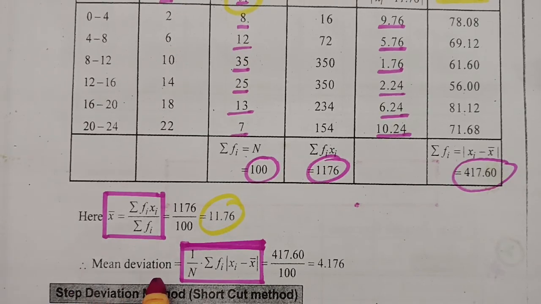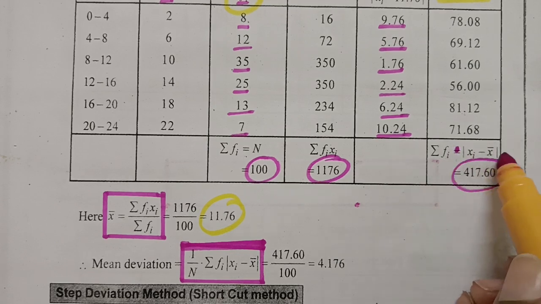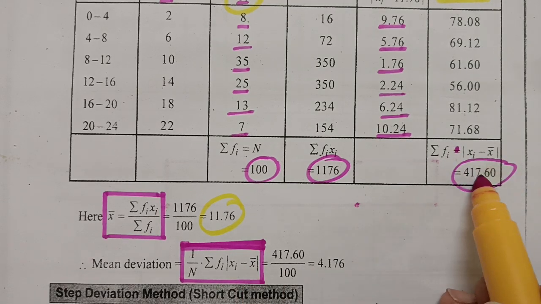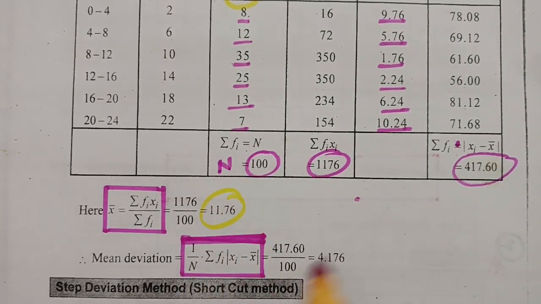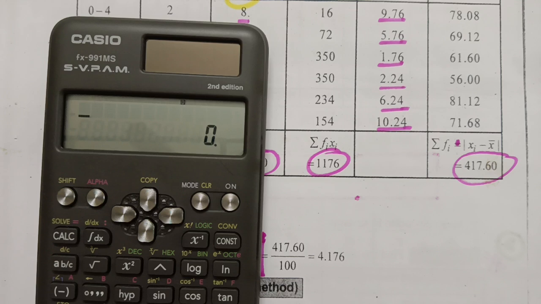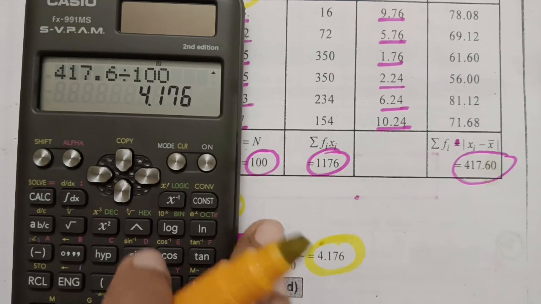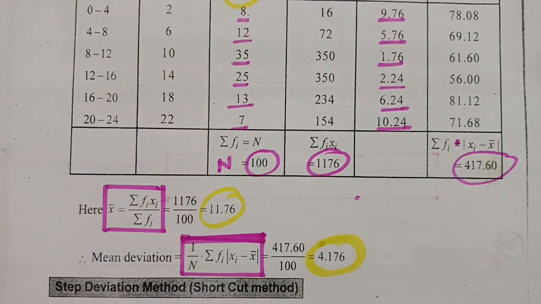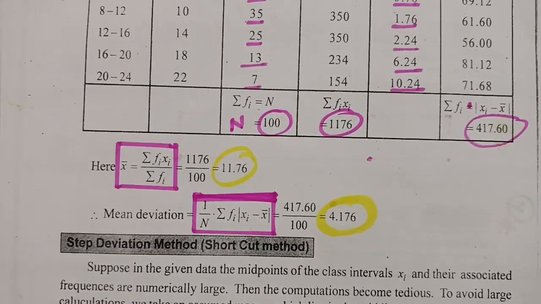And now the mean deviation about the mean is nothing but sigma fi into modulus of x minus x bar, 417.60, divided by n. So what is the n value? The n value is equal to 100. So 417.6 divided by 100, the value is very clear as 4.176. This is the final answer for finding the mean deviation about the mean. Hope you all understand. This is the step deviation method, and here also a few questions are given.